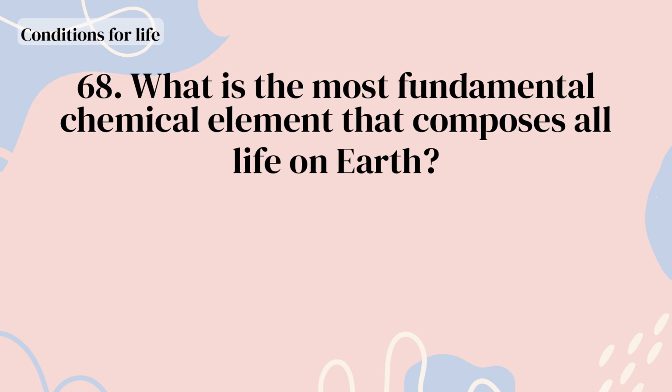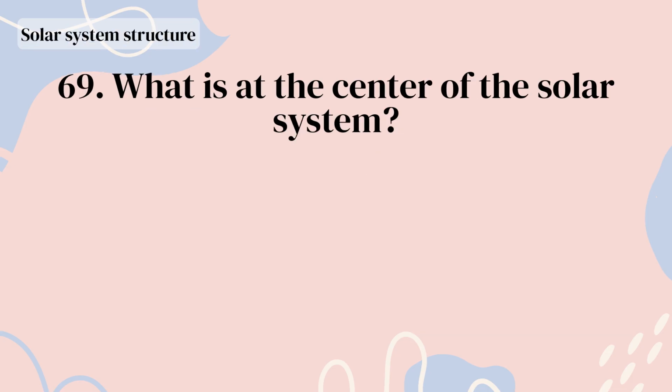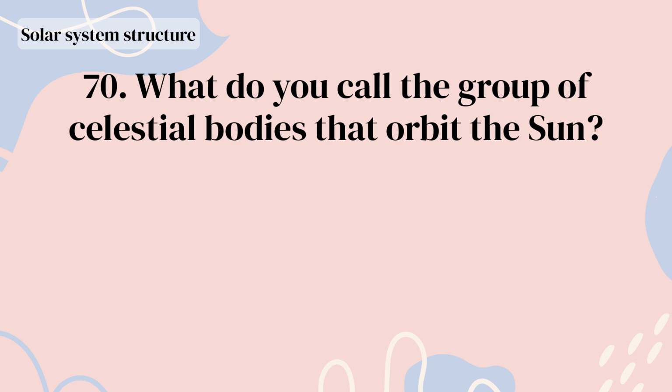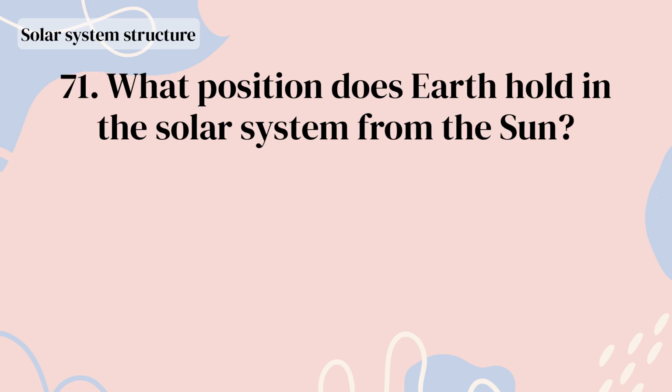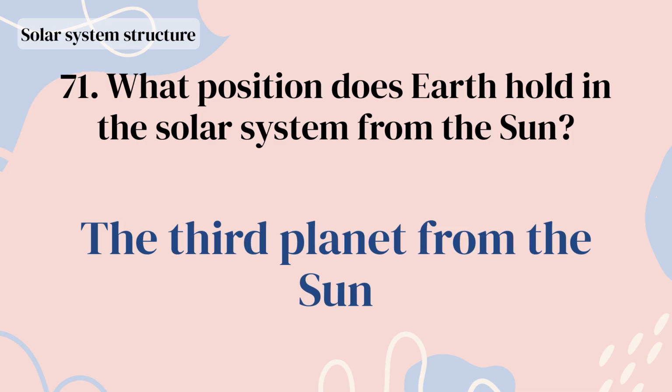What is the most fundamental chemical element that composes all life on Earth? Carbon. What is at the center of the solar system? The Sun. What do you call the group of celestial bodies that orbit the Sun? The solar system. What position does Earth hold in the solar system from the Sun? The third planet from the Sun.